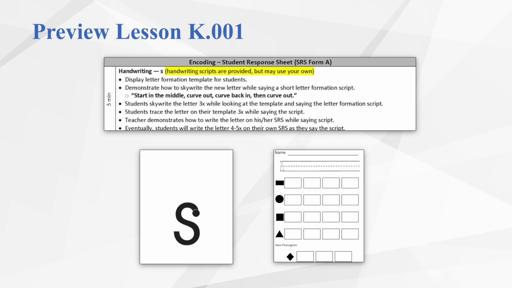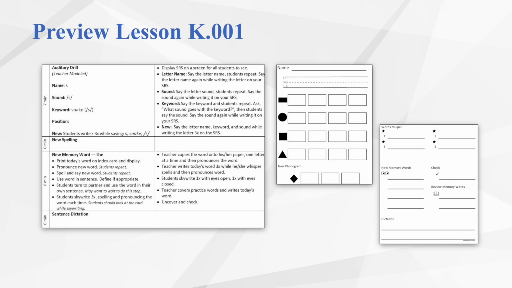If you want to start your students off by writing on their own SRS form, that is another great option that has worked well for many kindergarten teachers. In the demonstration, you will notice that even though the student is not writing on her own SRS, she is very involved in the lesson. Be sure to provide students with their own SRS form to complete by lesson K.005. The rest of the encoding portion is shown here.